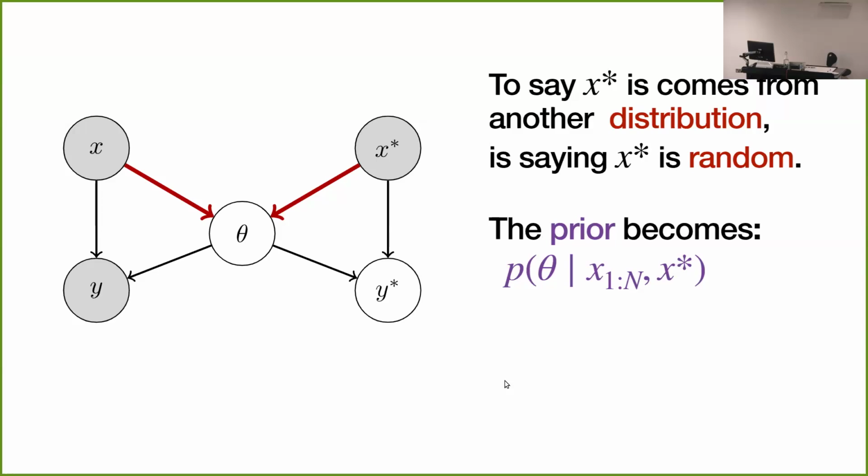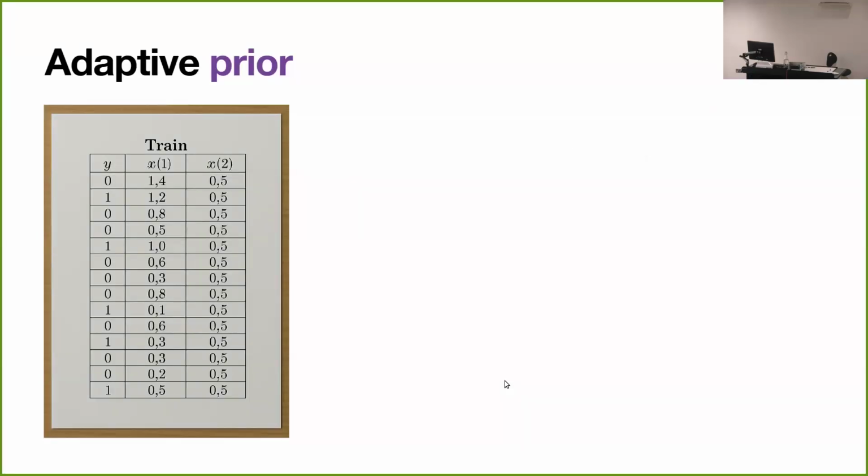And the moment I assume that my x's are random and they do influence theta, what happens is that my prior now becomes P of theta given the training data and the new covariate. And this is kind of going to be my main point here today. By allowing my prior to depend on the new test example for which I'm going to try to make a prediction, I'm going to be able, in a sense, to capture the uncertainty I would like to.